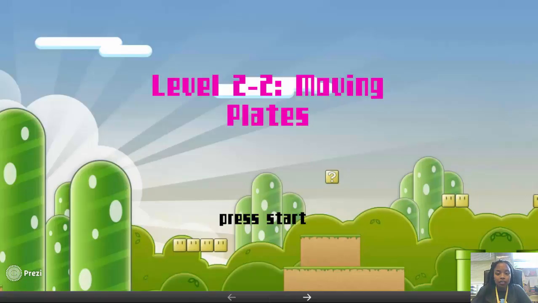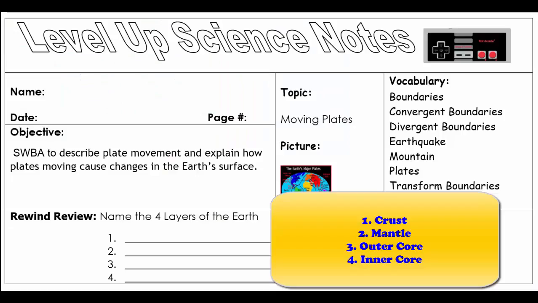If you remember, the 4 layers of the earth are the crust, which is our outermost layer, and then if we move further into our layers of the earth, we hit the mantle, and then we hit the outer core, and our final hottest layer on the inside of the earth is the inner core.